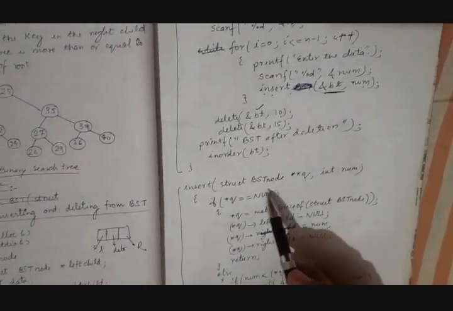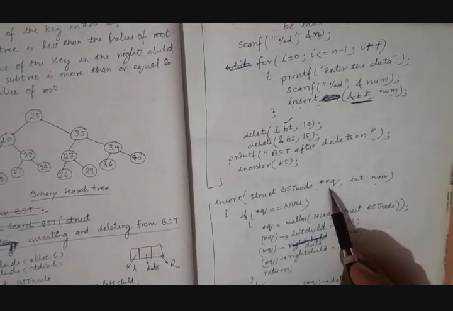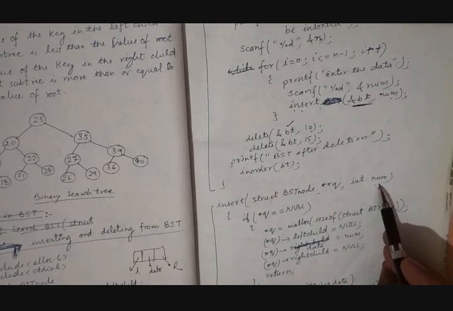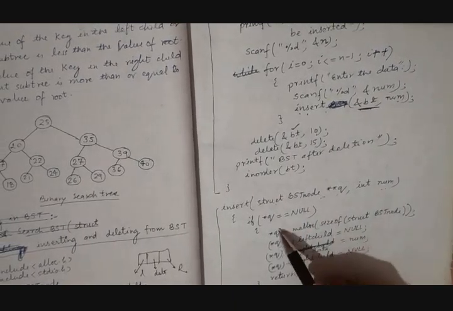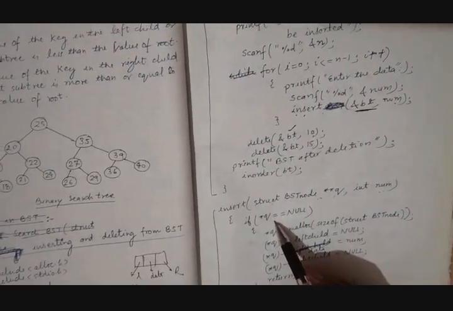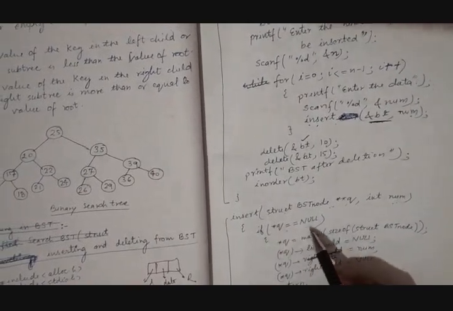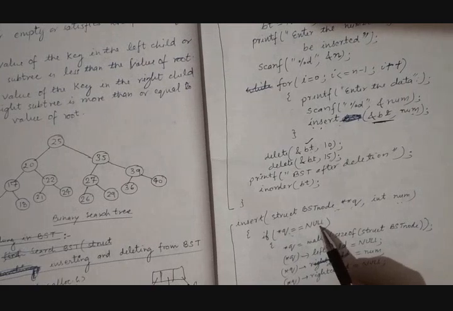Now just see how we can write the insert function. We are passing two parameters. The first parameter is the address of the root node, so struct BST node double pointer q, and the key value which you want to insert. Initially we will check whether the binary search tree is empty or not. How can we check? By writing the condition pointer q double equal to null. It means the root is null, which means the binary search tree is empty.